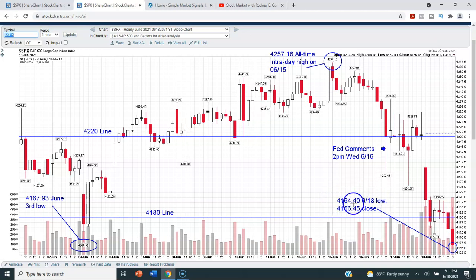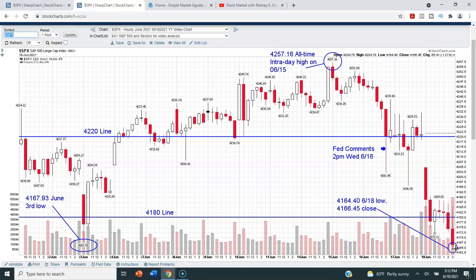The lows of the day were 4164.40, which undercut by just a few points the lows that we had set on the 3rd of June. And then we closed just a couple of points higher, at 4166.45. So this was the lowest close that we've seen during the month of June so far.